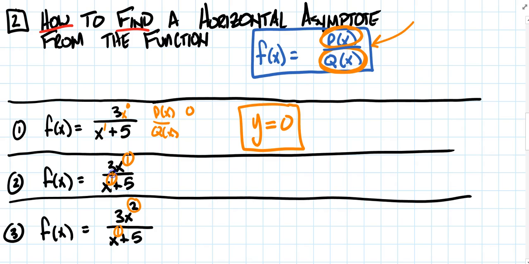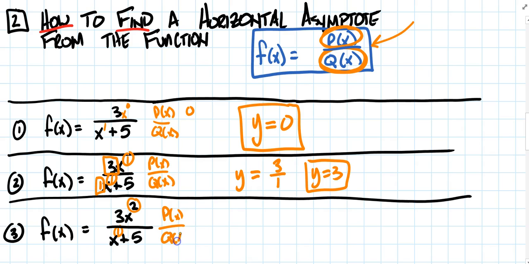In example 2, the degree of p of x is equal to the degree of q of x. In that case, the line y equals the ratio of the coefficients will be your horizontal asymptote. Here it would be y equals 3 over 1, so y equals 3 is your horizontal asymptote. We'll do more examples of this in a minute. In example 3, the degree of p of x is now larger than the degree of q of x. If this is the case, then there is no horizontal asymptote.